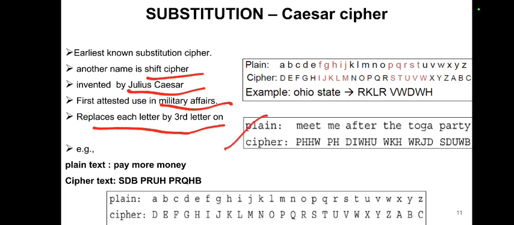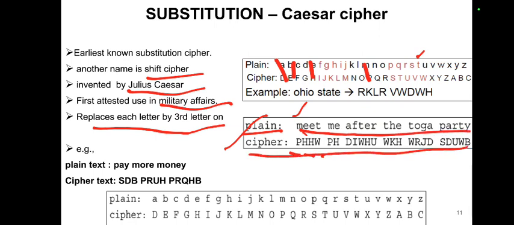If you take this example, "meet me after the toga party," you can see that for M, P is substituted. How does it come about? For A, D is substituted, for B, E is substituted. So alphabetically you move, but every third alphabet is substituted. For M it is P, and for E it is H. Since E comes two times, it is H both times. And for T it is W. You can see the plain text is in readable format, and the ciphertext is not in readable format.